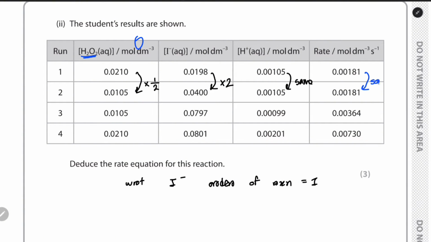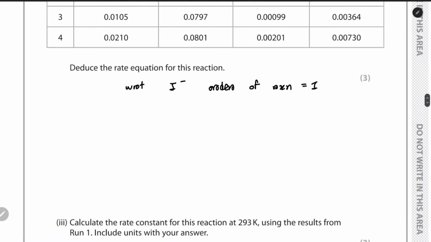So, this is due to the H2O2. So, the concentration of H2O2 being halved causes the rate to be halved, while doubling this causes it to double. So, if we have half into 2, this will remain the same. So, this is 1. So, with respect to H2O2, order of reaction is 1.